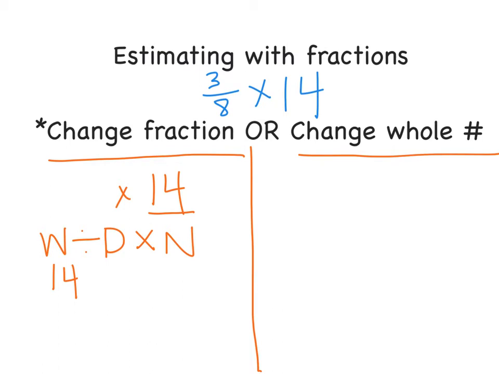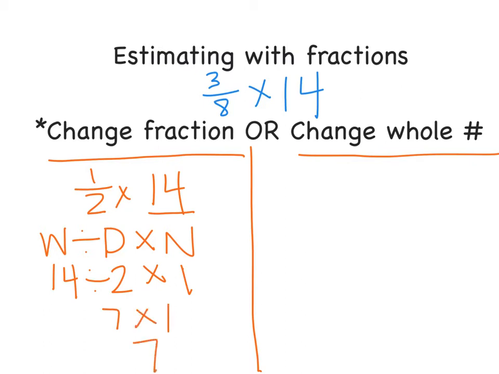Now, 3/8 is pretty close to the benchmark fraction 1/2. So I would pick that because I can divide 14 by 2 evenly and easily multiply it by 1. 14 divided by 2 is 7 times 1 is 7.